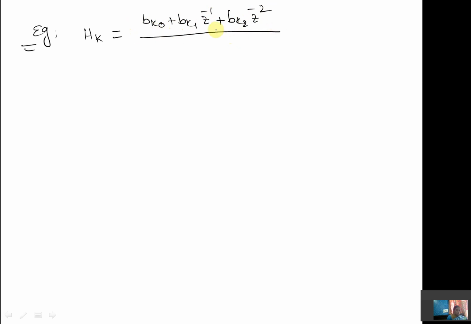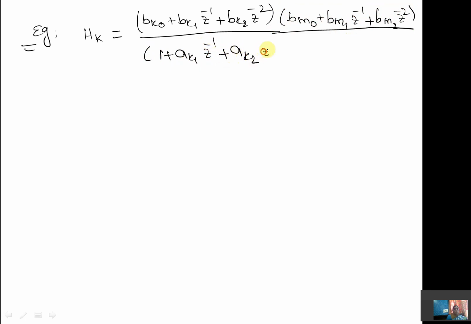Okay, now for example, if you consider these individual transfer functions are second order filter transfer functions, they can be represented like (bk0 plus bk1 z power minus 1 plus bk2 z power minus 2) into (bm0 plus bm1 z power minus 1 plus bm2 z power minus 2) divided by (1 plus ak1 z inverse plus ak2 z power minus 2) (1 plus am1 z inverse plus am2 z power minus 2).